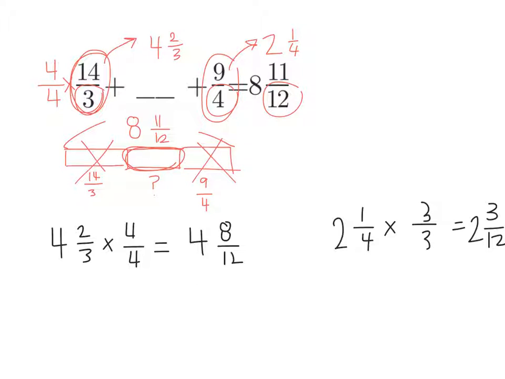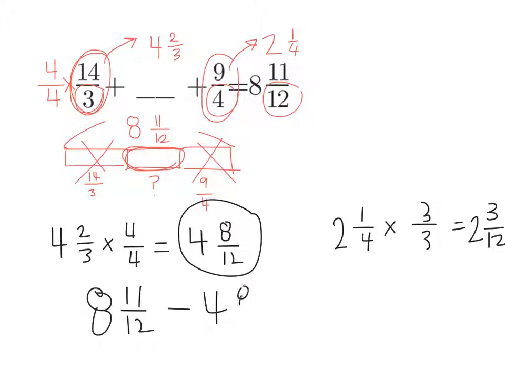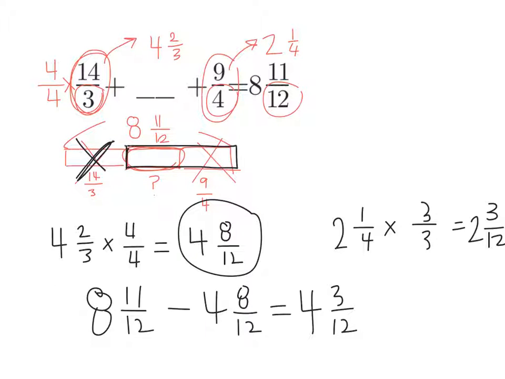Okay, so as I said, I can take my total, 8 and 11/12, and I have to take away the first bit right now, which is 4 and 8/12. So what's 8 minus 4? 4. And what's 11/12 minus 8/12? 3/12. Okay. And now that's what I have left after I've taken away this one. So that means from here to here is 4 and 3/12. But now I need to take away this part too, which is 2 and 3/12. So I have to do 4 and 3/12 minus 2 and 3/12.